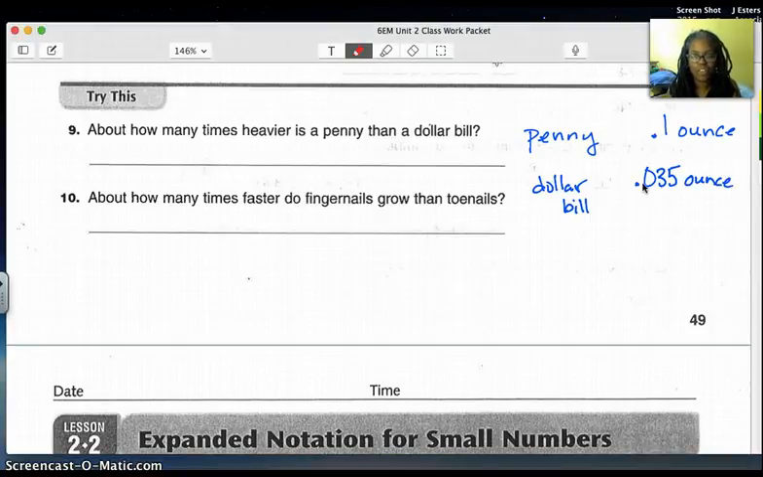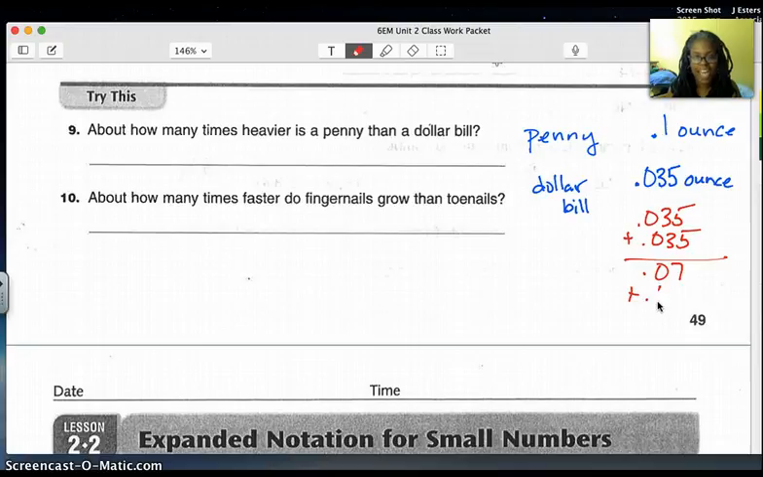We can actually figure out how many dollar bills would add up to about the weight of 1 penny. So if I started off with this $1 bill and then I added another dollar bill to it, when I added it all together, I would get about 7/100ths of an ounce. That's definitely not 1/10 of an ounce, but we're getting there. So what can I do? Let's add yet another dollar bill to this.